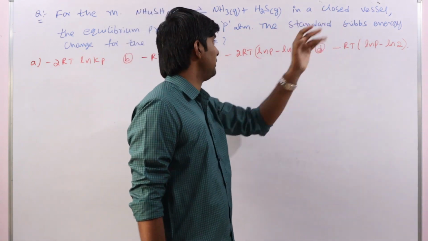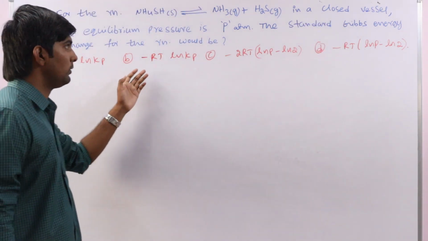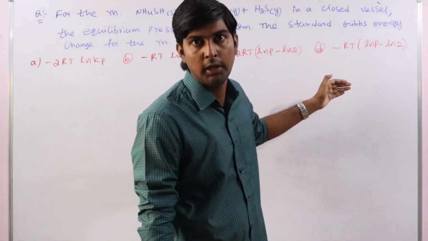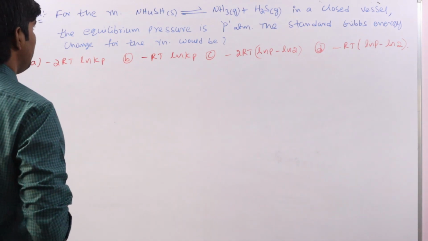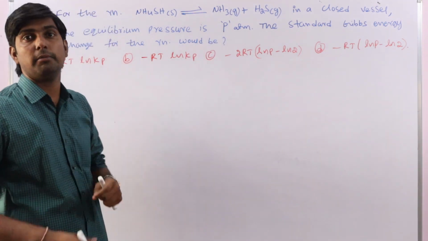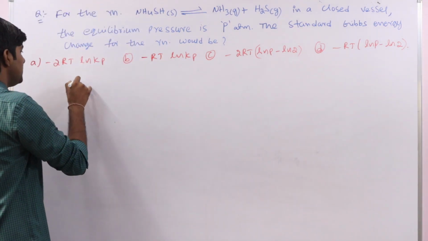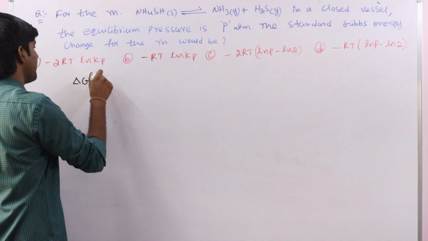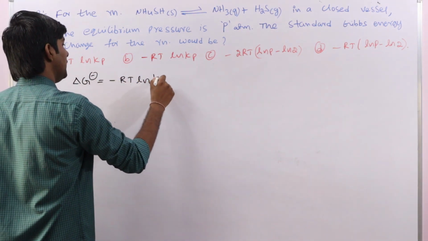The standard Gibbs energy change for the reaction would be, which means we have to find delta G naught. Okay, standard Gibbs energy change. So for this one, what is the relationship? How can we calculate delta G from the equilibrium constant value? So delta G naught equal to minus RT ln Kp.